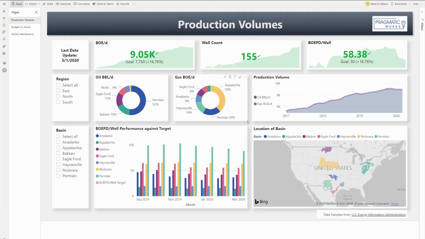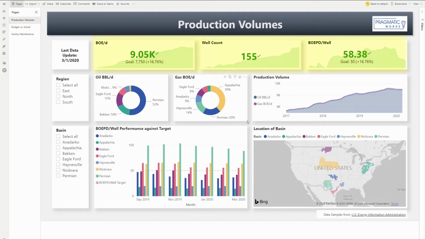This demonstration provides a glimpse of how Pragmatic Works can help your organization skillfully leverage Power BI to draw out meaningful insights from your organization's large volume of operational data. The first tab of our analysis provides production volume information for 7 major basins in the United States.